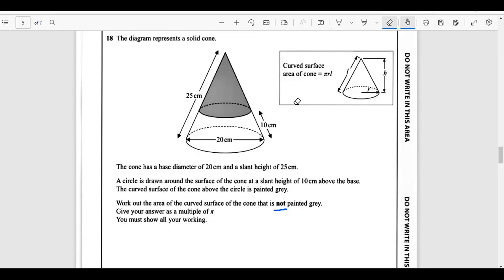110 was like what you used 210. So which 10 is which one? Oh wait, hold on. So you want to find out which is gray. Oh, so you find it all and then you take away the gray. So it would be pi times 25 times 10 for all of it. And then you take away pi times 15 times 10, which gives you 100 pi.